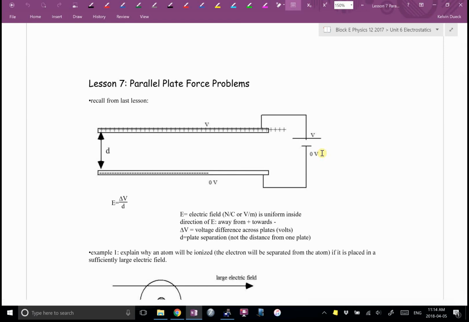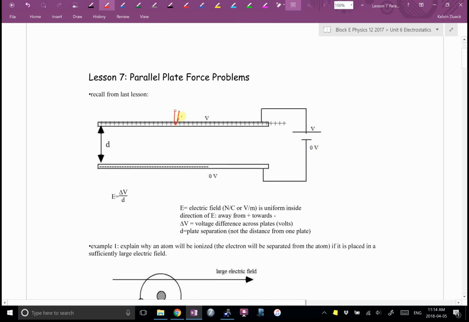So recall from last lesson, we said that if you take two pieces of metal plates and put them parallel to each other, and you charge one to be positive and one to be negative, you get an electric field. Which makes sense, because if this is positive and this is negative, a positive would feel a force down, a negative would feel a force up. If it feels a force, there must be an electric field, because I've told you that's what's exerting the force.